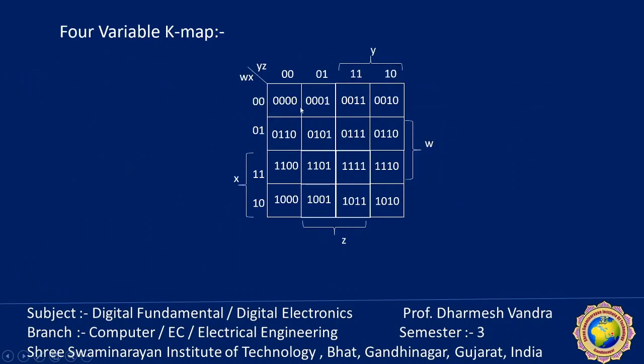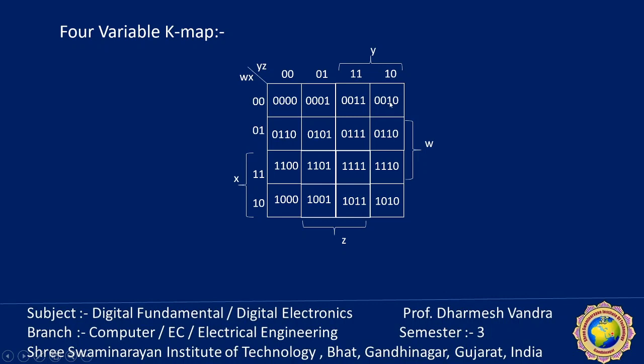All are 0, 0, 0, 0, 1. So the first two digits represent the value of w and x. The last two digits represent the value of y and z. So here all 16 combinations are shown.